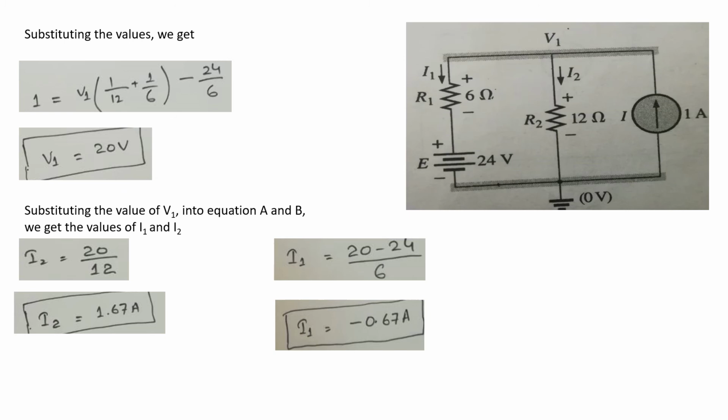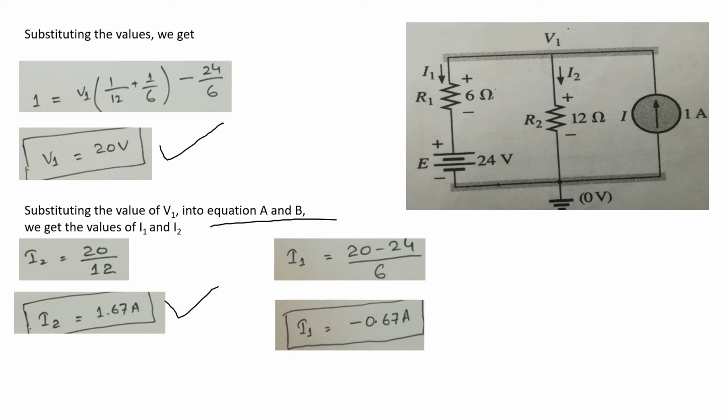Now when we apply the values of I, R2, R1 and E in that equation, you will get the value of V1, which is equal to 20 volts. Now we have the value of V1. Substitute that value into equations A and B to get the values of I1 and I2.